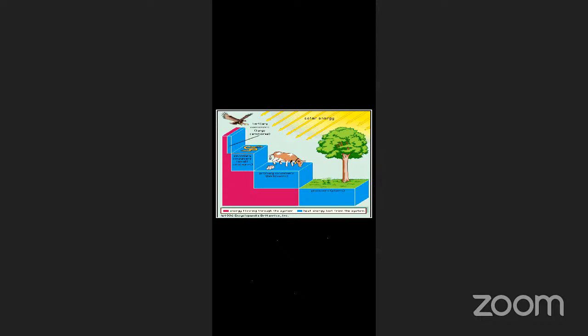And from producers, some amount of energy is transferred to the primary consumers, and some amount of energy is lost as heat. So you can see a red region and a blue region. Then when it comes to the secondary consumers, a lot of energy is lost, and some amount of energy is transferred to the secondary consumers from the primary consumers, and some amount of heat energy is lost. And in tertiary consumers also, energy is transferred from secondary consumers and some amount of heat energy is lost from the system.